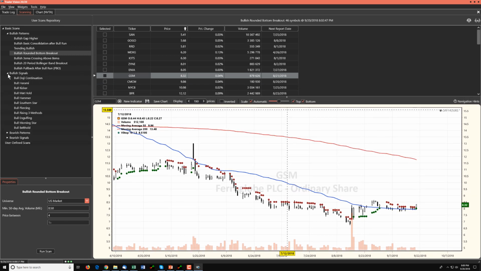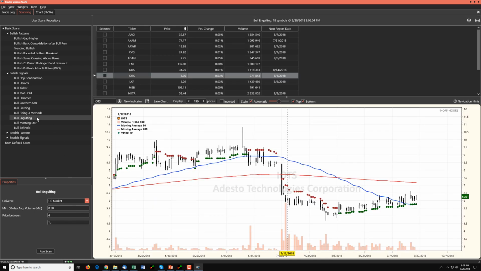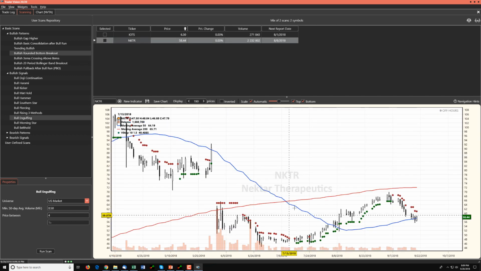You also have the ability to run 2 scans at once. So let's say, for example, I like bullish engulfing signals. Okay, so I run that scan. I hold down my control key and go back to this rounded bottom breakout, and it shows me there are 2 that are both a bullish engulfing signal and a rounded bottom breakout. One of them is this IOTS, which I've never heard of. It must be a little company. And the second one is NKTR, Nectar.